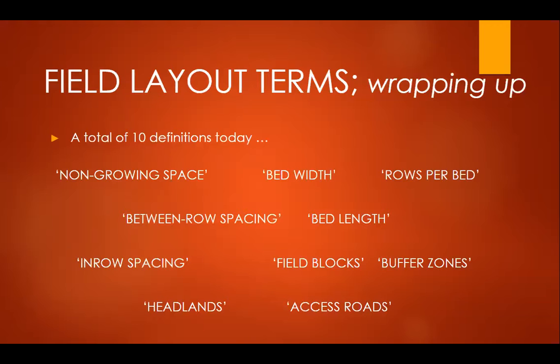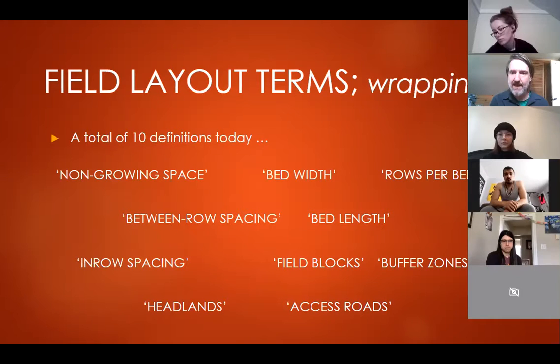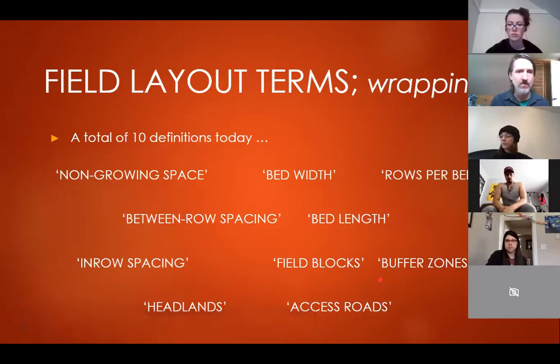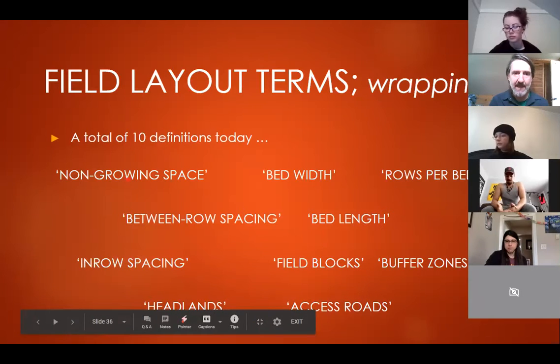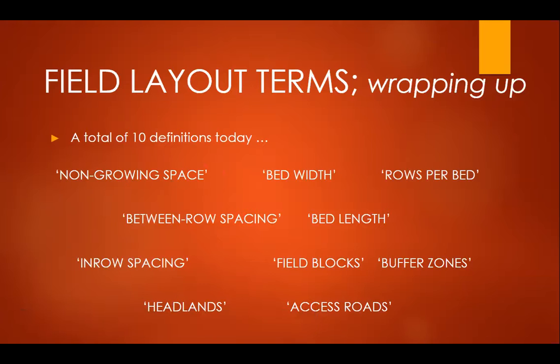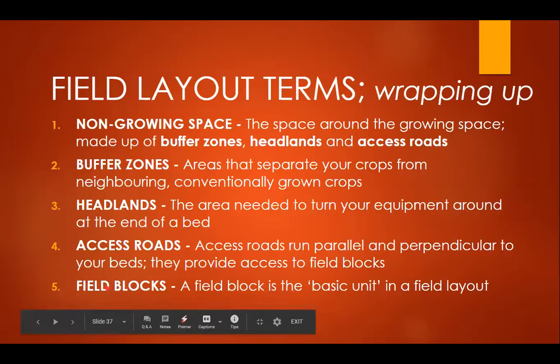Okay, so now we are going to recap, and then we are going to have a short little quiz. We had 10 definitions we went over. We talked about non-growing space. That non-growing space was made up of access roads, headlands, and buffer zones. We talked about bed width. We talked about bed length. We talked about rows per bed, between row spacing, and in-row spacing. All the definitions are there.